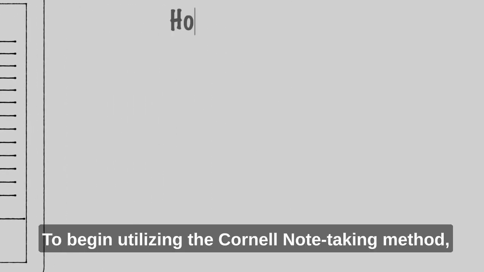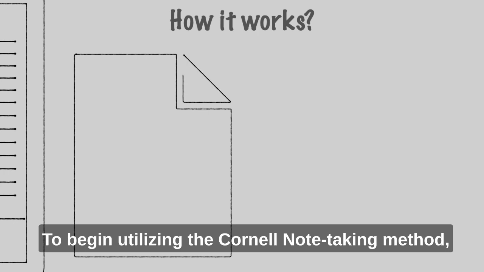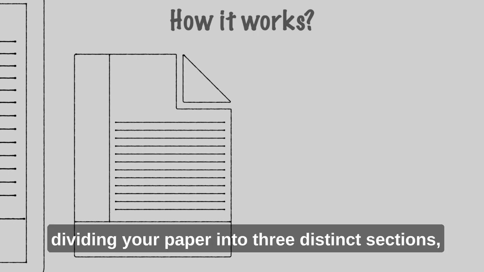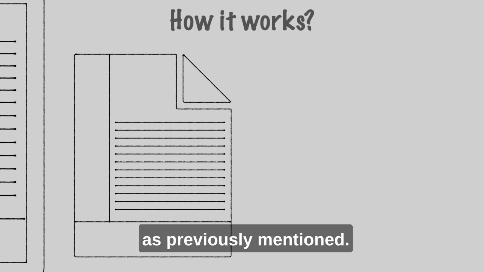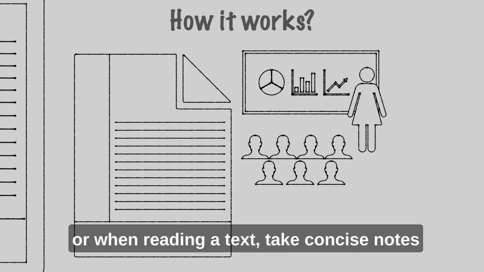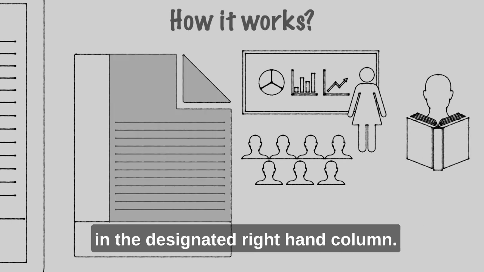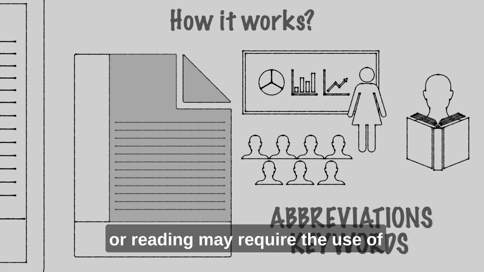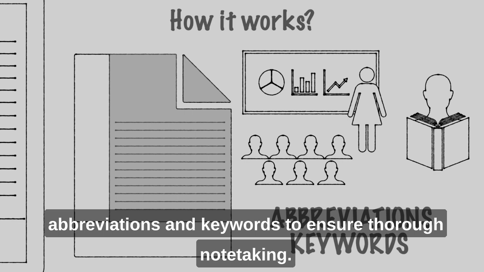To begin utilizing the Cornell Note-Taking Method, the initial step involves dividing your paper into 3 distinct sections, as previously mentioned. Once completed, during a lecture or when reading a text, take concise notes in the designated right-hand column. Keeping up with the pace of the lecture or reading may require the use of abbreviations and keywords to ensure thorough note-taking.